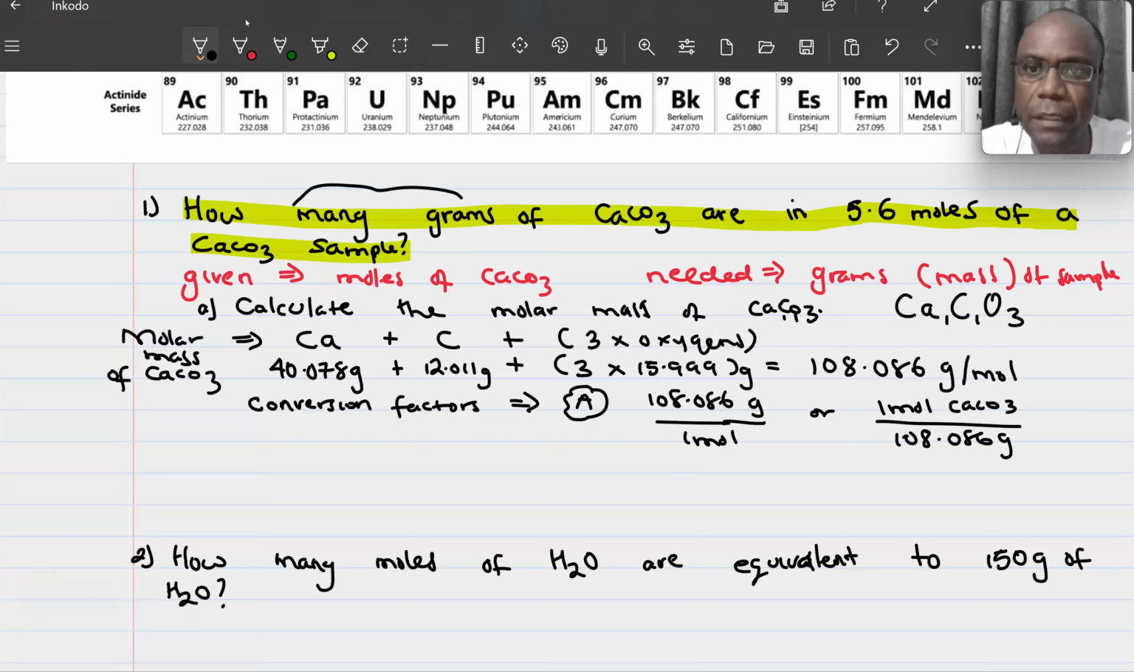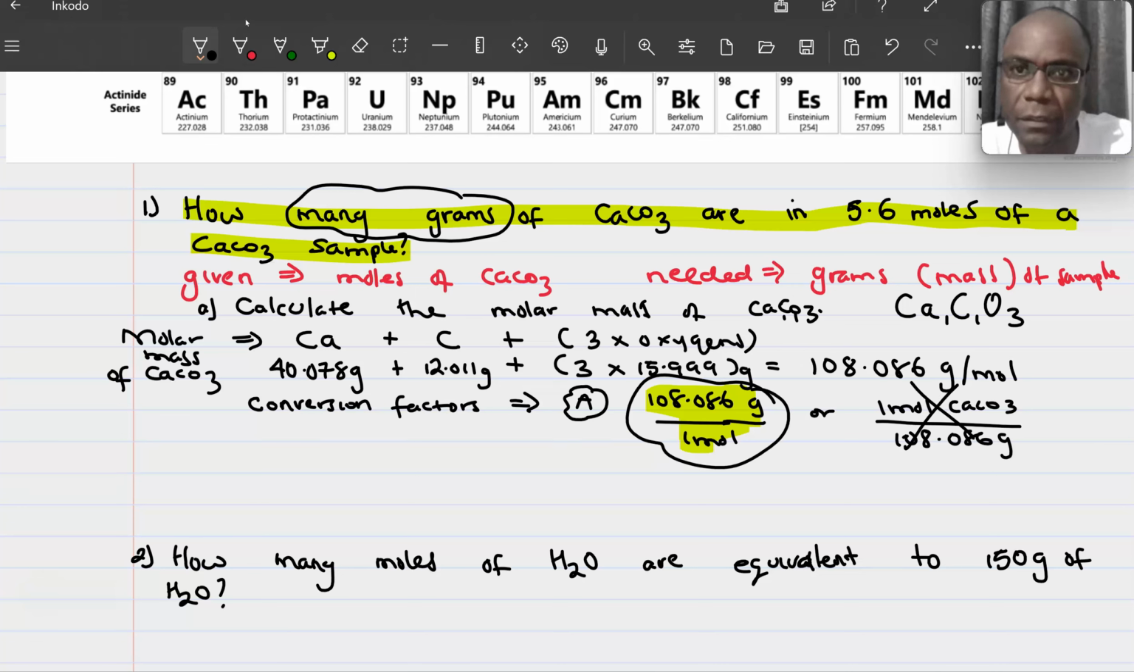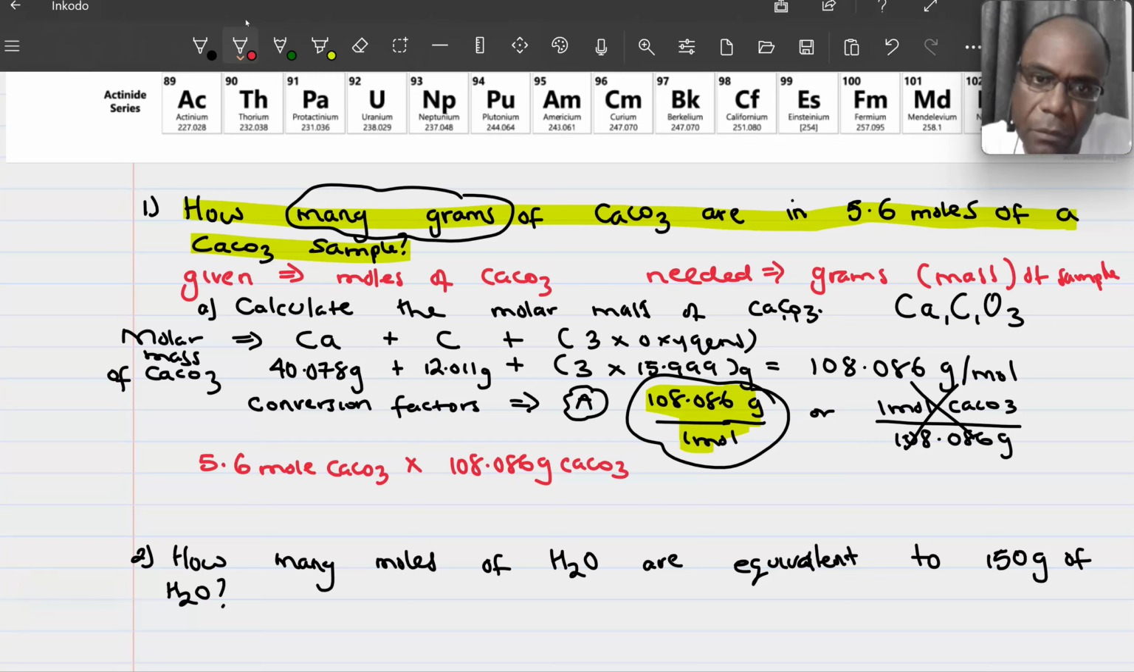The question is asking for how many grams, right? That tells me that I should be going with this because that one has the grams as the numerator. This is what I'm gonna go with, not this conversion factor. And so we'll take 5.6 moles calcium carbonate multiplied by the conversion factor 108.086 grams calcium carbonate is equivalent to 1 mole of itself.